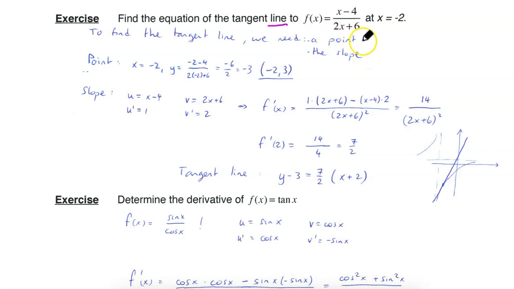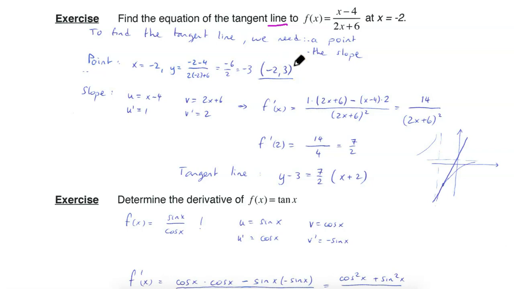It's the easier part. We know x equals negative 2, so we need to find y. And to find y, we're going to just plug in x here. So for the point, x equals negative 2, therefore y equals this, equals that, equals negative 3. So the point where we are looking for the tangent line is the point negative 2, negative 3, right there. The slope is the derivative.